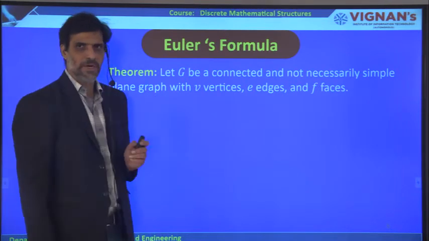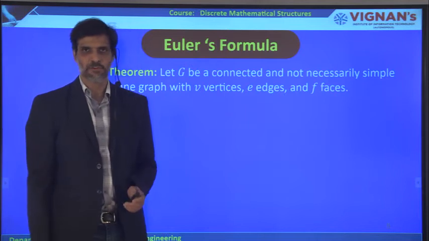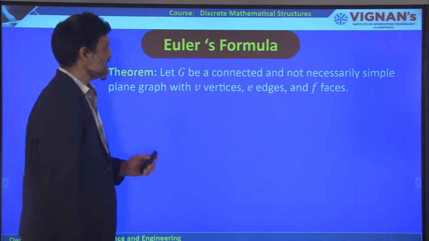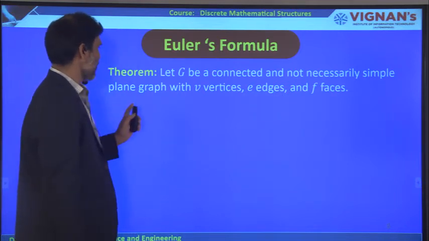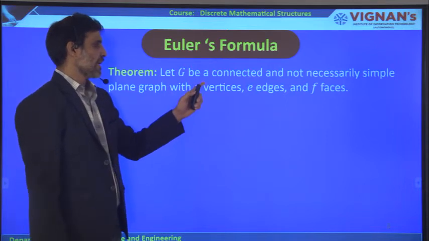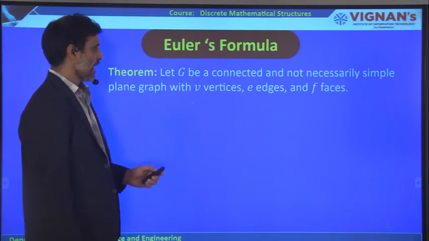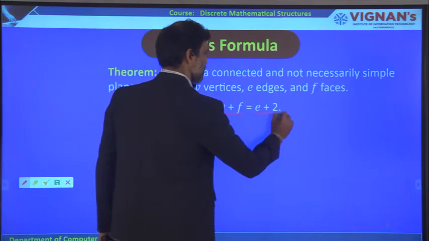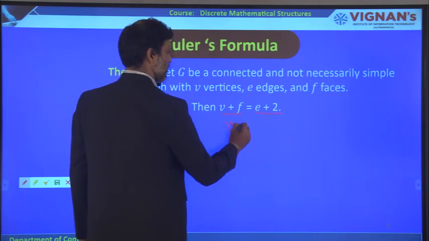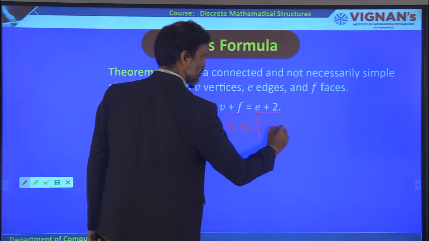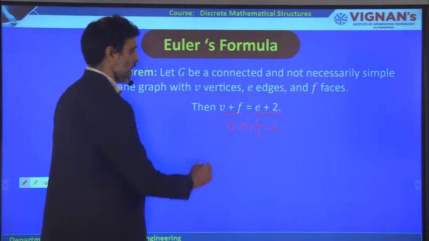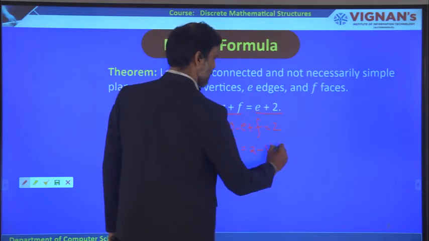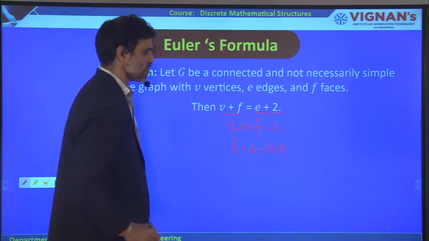Now coming to another important topic of graph theory, Euler's formula, or we can call it Euler's theorem. This theorem tells us that, let G be a connected and not necessarily simple plane graph with n vertices, e edges and f faces. Then this very important formula holds: v plus f is equal to e plus 2, or we can write v minus e plus f is equal to 2, or another way, f is equal to 2 minus v plus e. These are the different ways we can write Euler's formula.